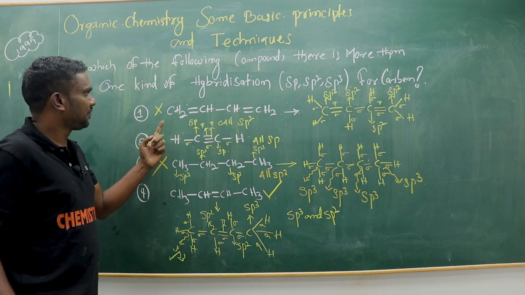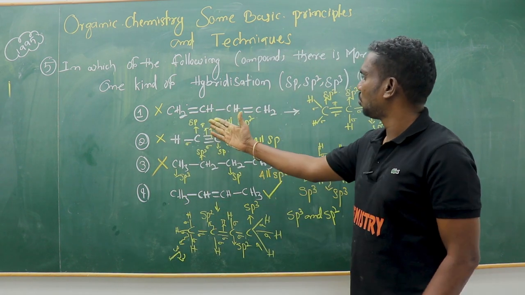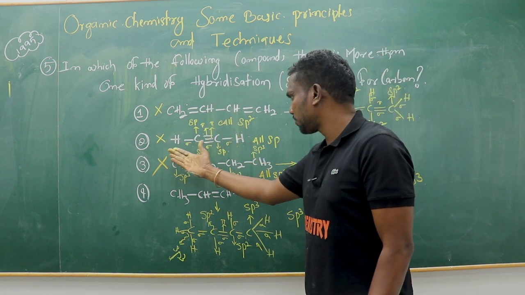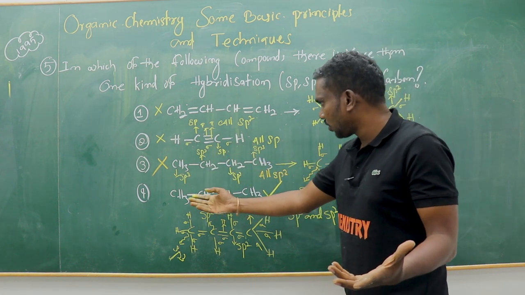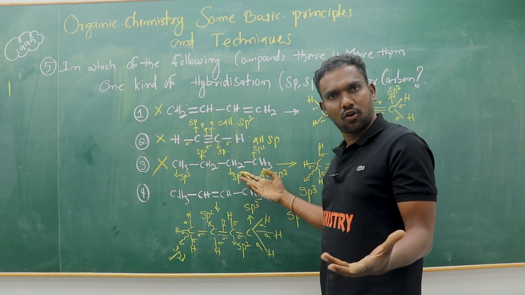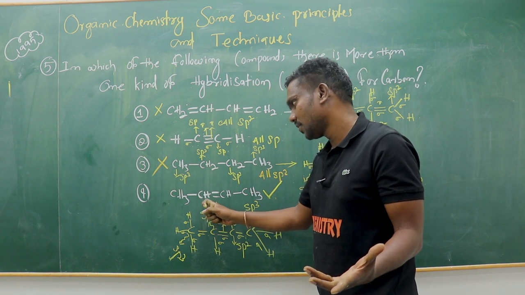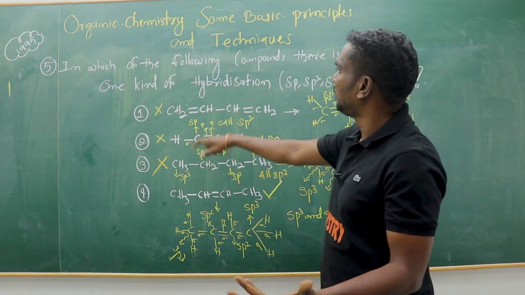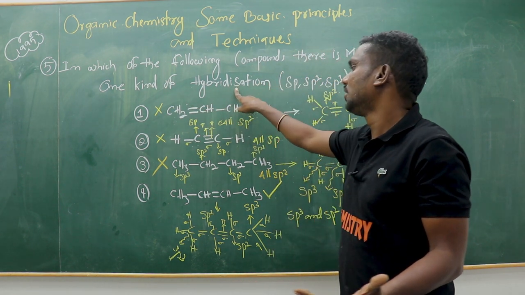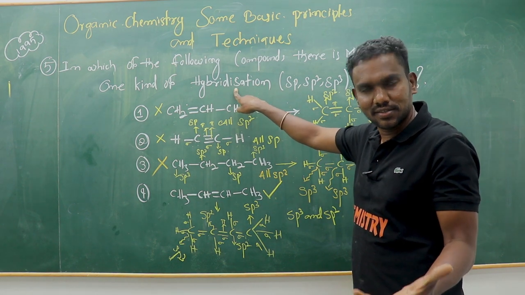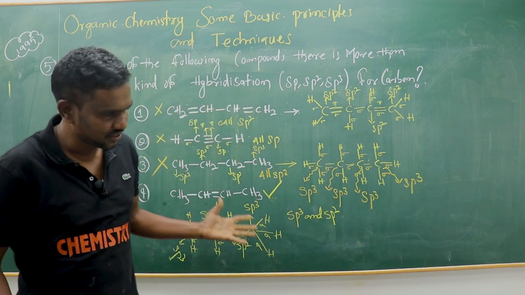See, once again: in the first option, all belong to sp2. In the second option, all belong to sp. In the third option, all are sp3. And in the fourth option, one is sp3, one is sp2. So that is the reason. In which of the following compounds is there more than one kind of hybridization? The correct option is the fourth option, beta ji. Please take it down, otherwise take a screenshot.